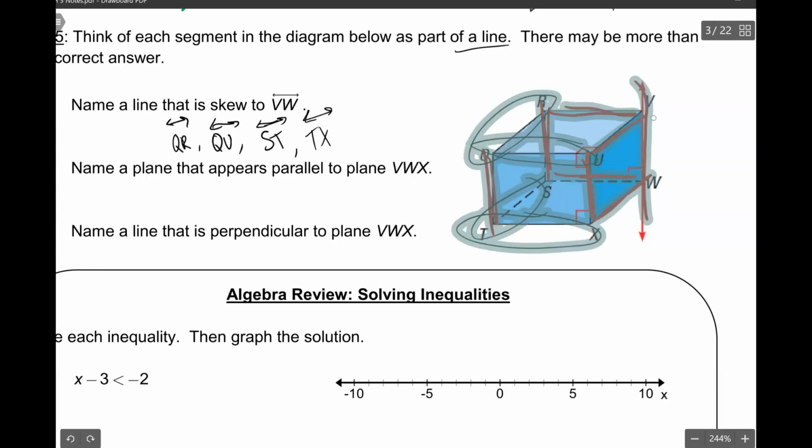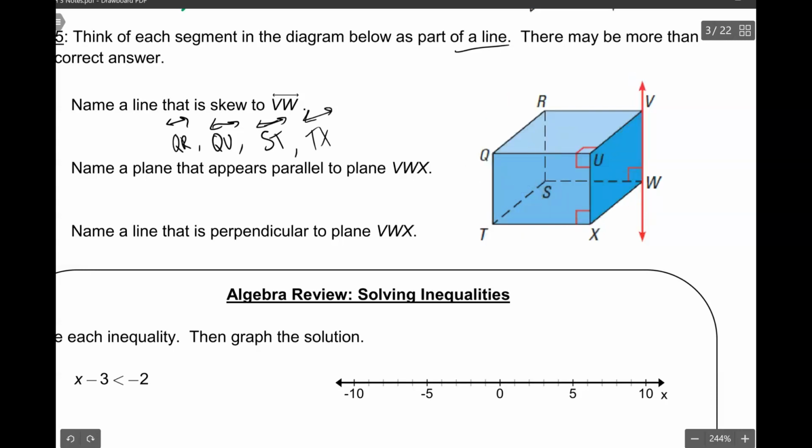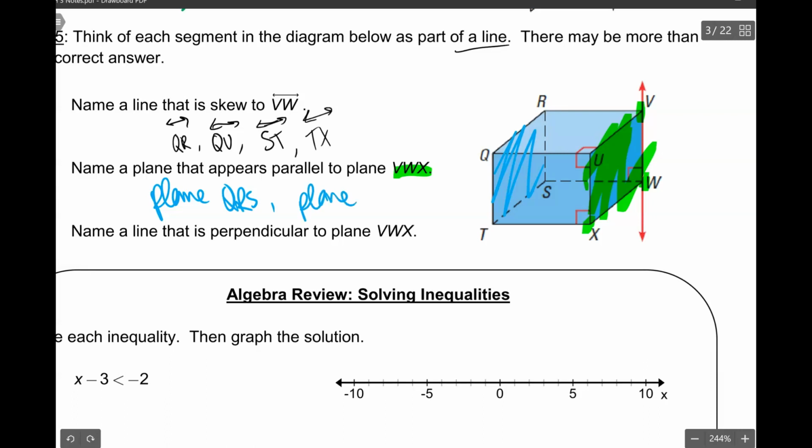Alright, name a plane that appears parallel to plane VWX. VWX, okay, so that's this plane. What would be parallel is this one that's across from it. So you could name this a couple different ways. We could say plane QRS. We could say plane STQ. Right, you just need 3 of those letters to name the plane.